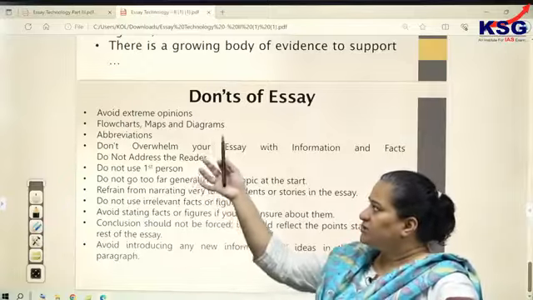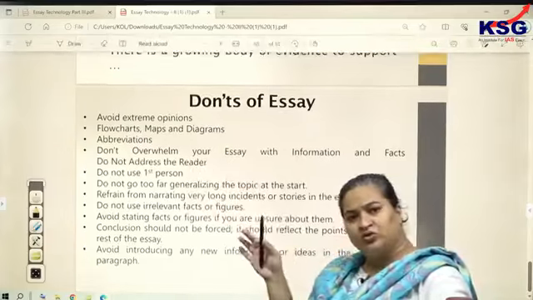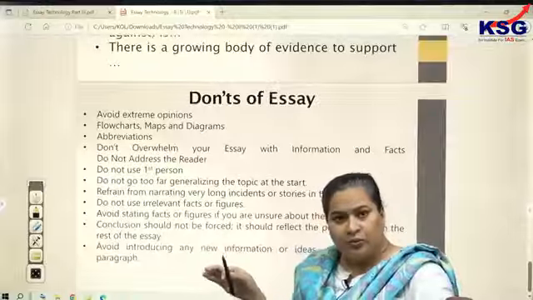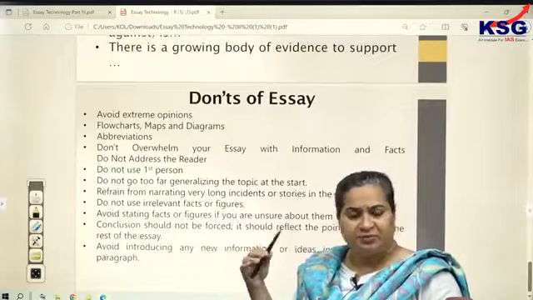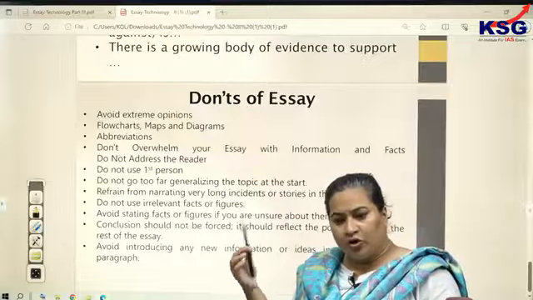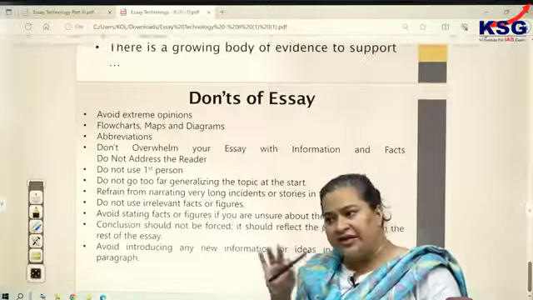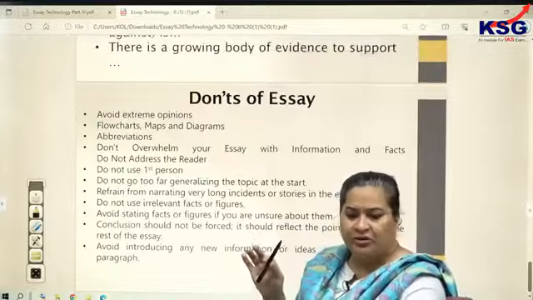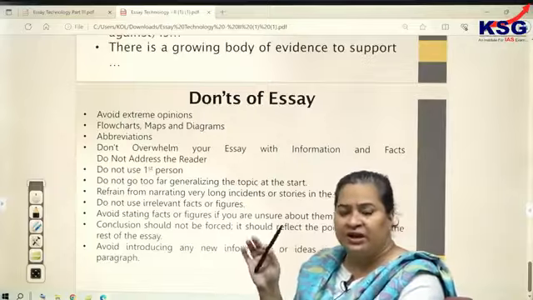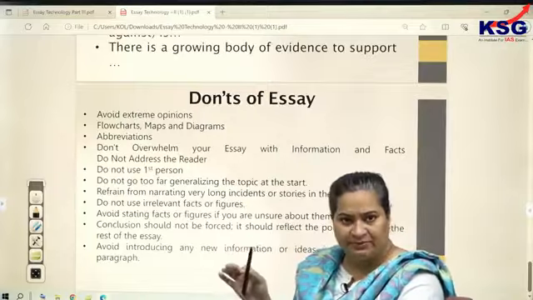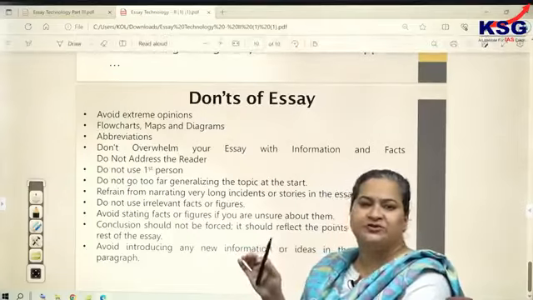Again, flow charts, maps, diagrams, avoid all of it. I have discussed this earlier, multiple times rather, why flow charts, diagrams, maps are unnecessary in an essay. Essay is a piece of literature, and across the world, across the exams, wherever essay is asked or any essay book that you purchase, not only related to UPSC exams, any national, international level exam, you will never find flowcharts, diagrams, maps to support the content. This is not GS. This is a piece of literature.